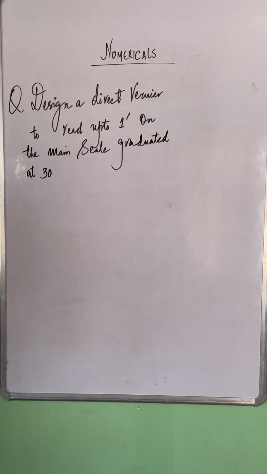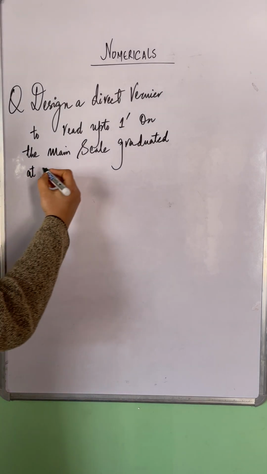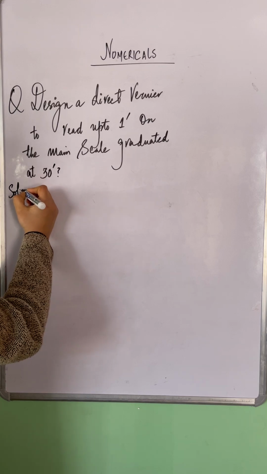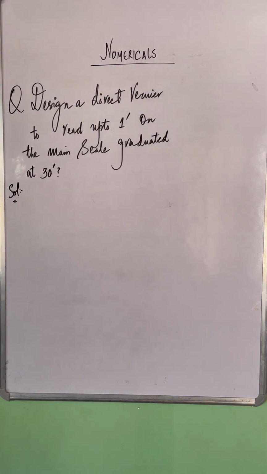Graduated at 30 minutes. Right? So the question is, design a direct vernier to read up to 1 minute on the main scale graduated at 30 minutes.